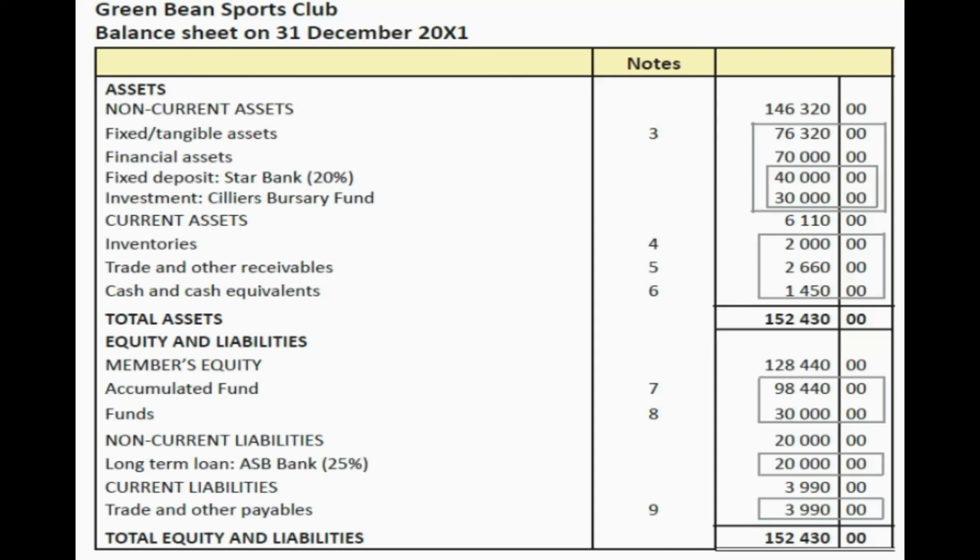Okay, so we get the tangible assets, that's 76,320. We got that from note number 3. And then the financial assets is the deposit in Star Bank of 40,000 and the investment Silje bursary fund 30,000. Those two add up to 70,000. And the tangible assets was 76,320, and those two amounts add up to the non-current assets of 146,320.